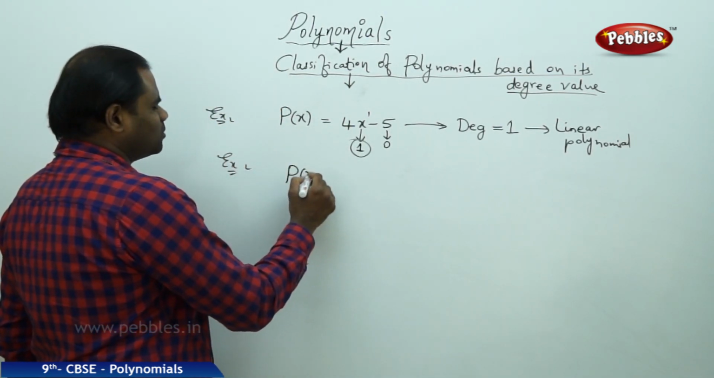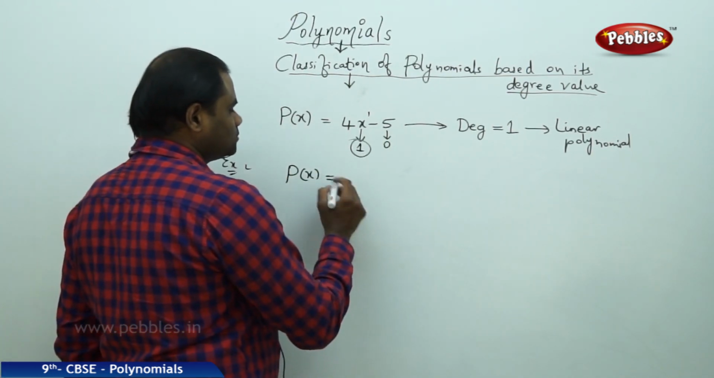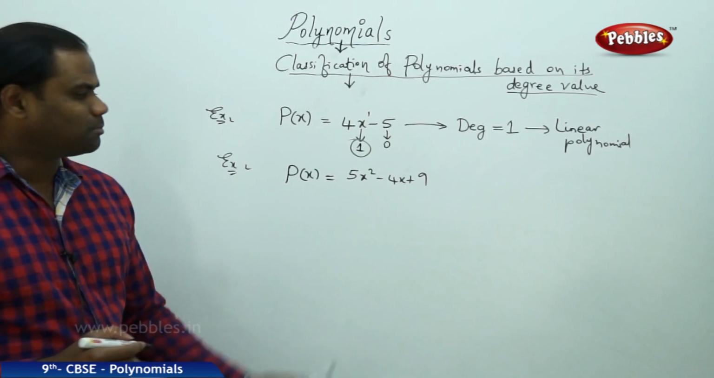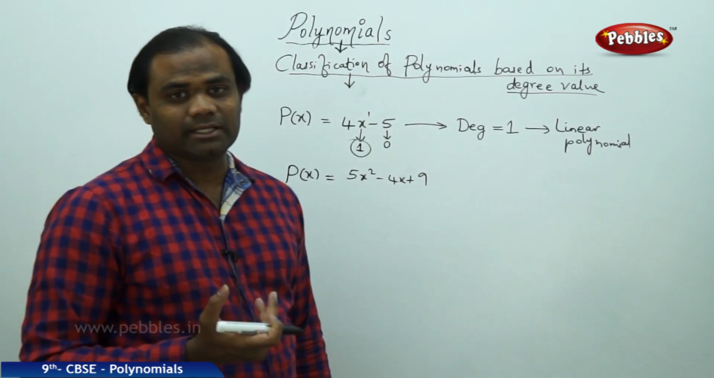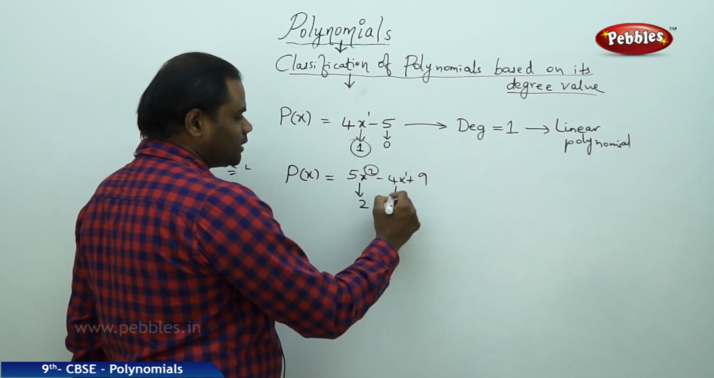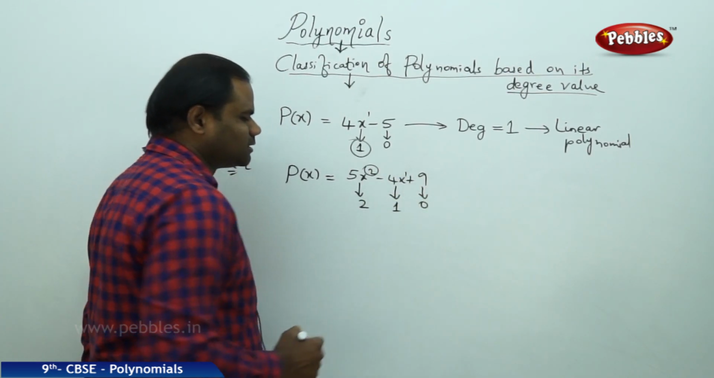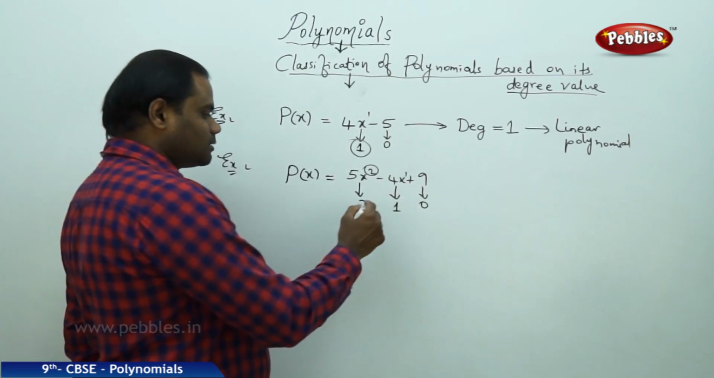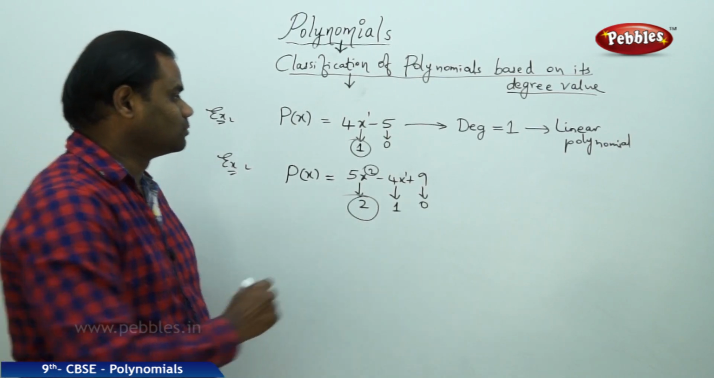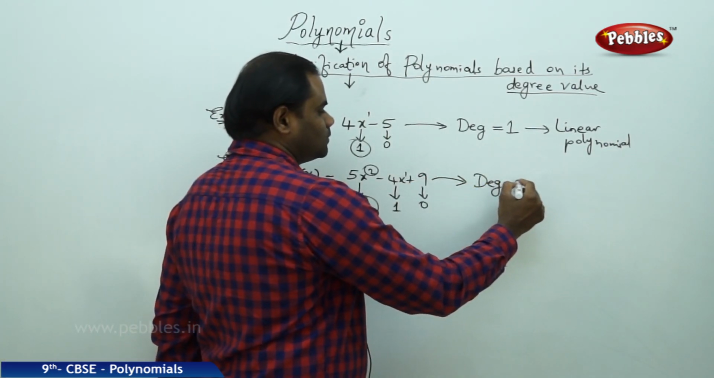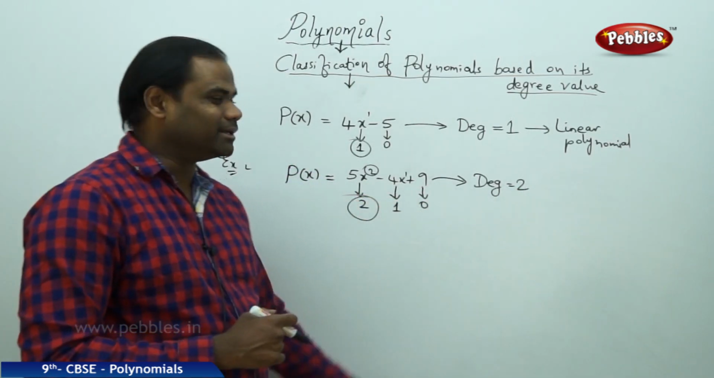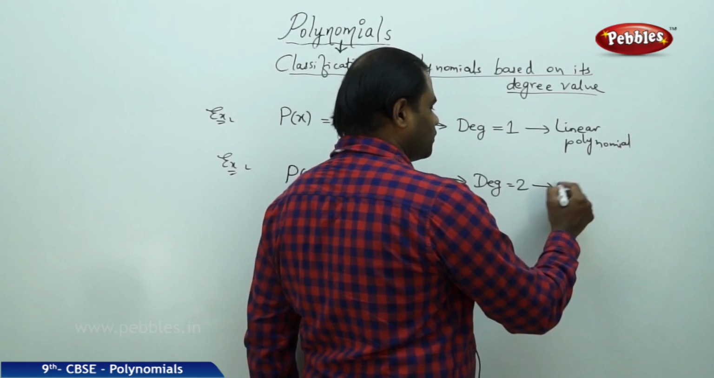Next, let me take one more example. p of x is equal to 5x squared minus 4x plus 9. Now, this polynomial has three terms. Let's see what exactly is the degree for this polynomial. In the first term, the highest power is 2, in the second term the power is 1, and in the third term the power is 0. Deciding on the highest value, 2 is the highest, and therefore the degree of p of x for this example problem is 2. Any polynomial whose degree is 1 is called a linear polynomial. Similarly, any polynomial whose degree is 2 is called a quadratic polynomial.